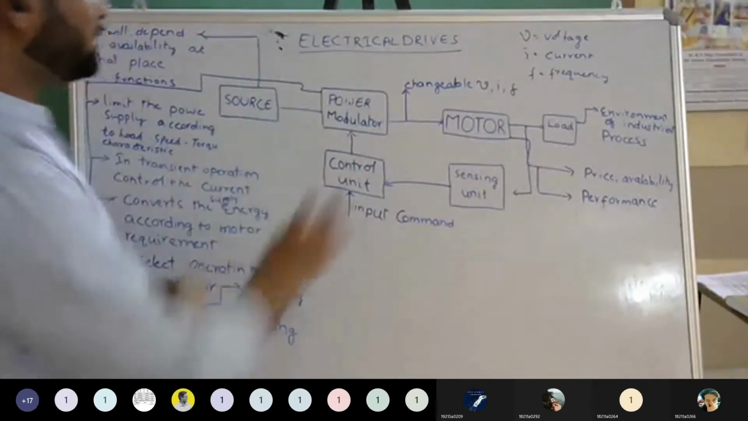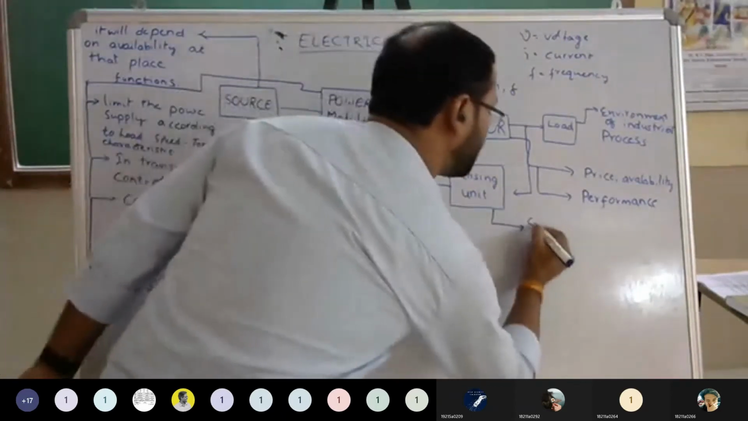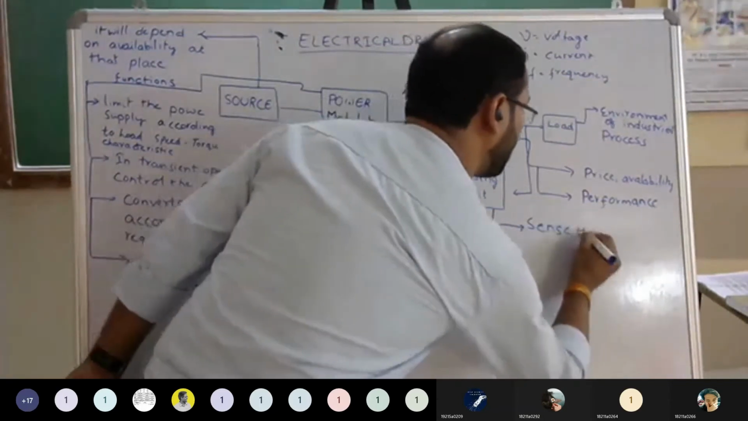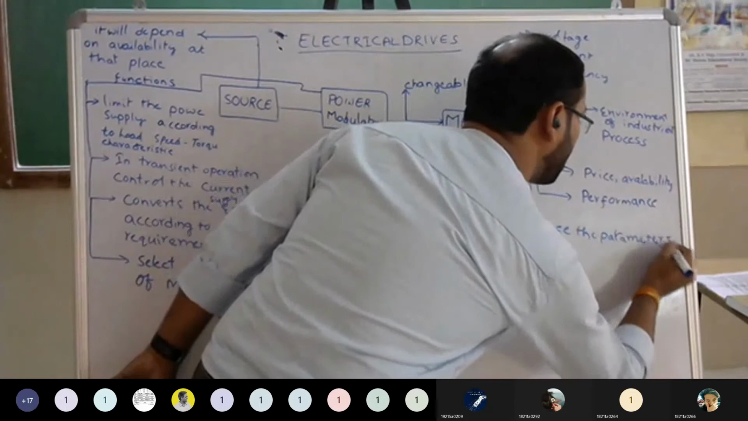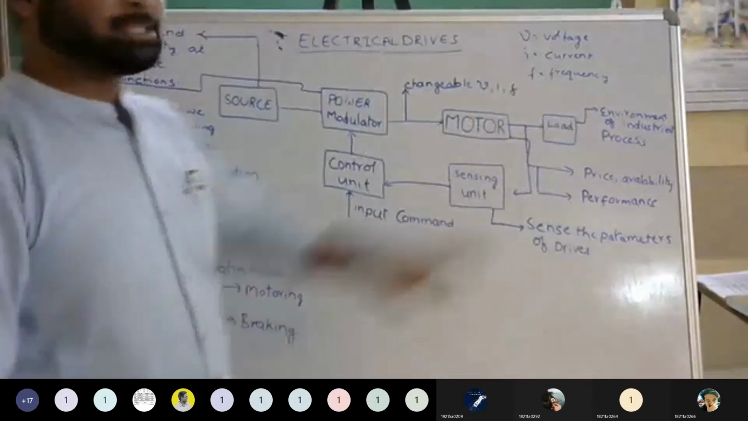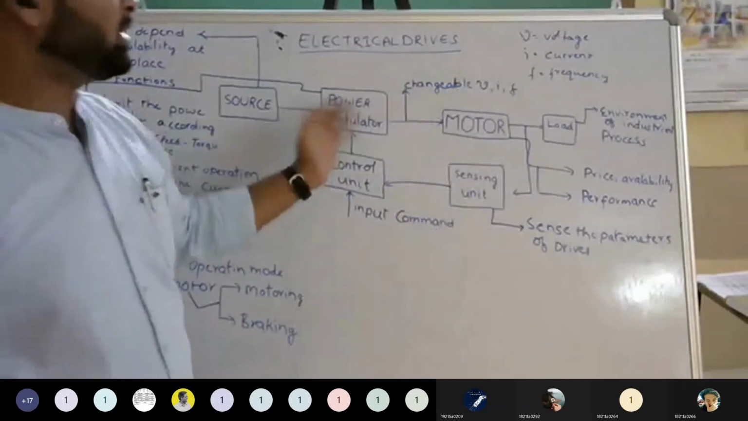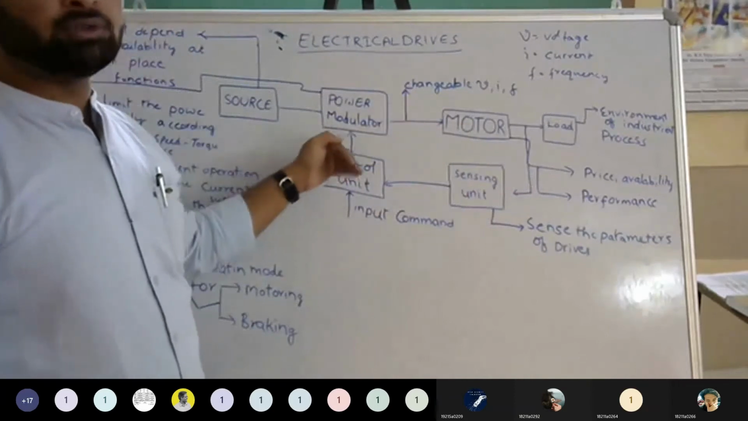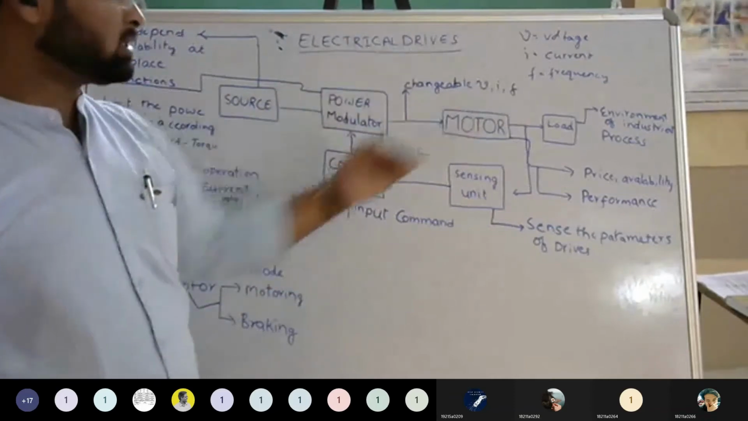And the sensing unit. What is the work of the sensing unit? It will sense the parameters of the drives. What are the parameters of the drives? Like speed and current. It will take how much speed it is running and give it to the control unit: this much speed it is running and this much speed we want. Then it will take how much current is there, and how much current we have to give. If we want more current, it will sense that and tell the control unit how much current is now available.